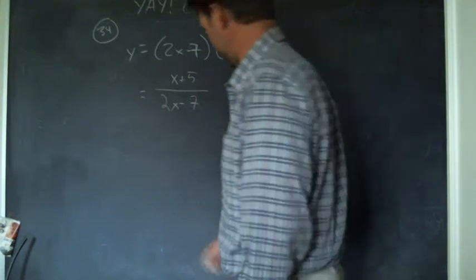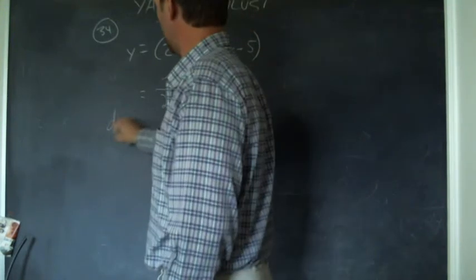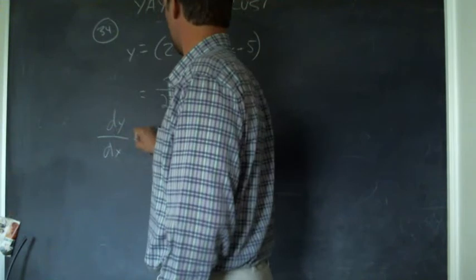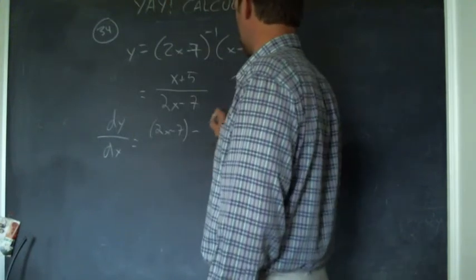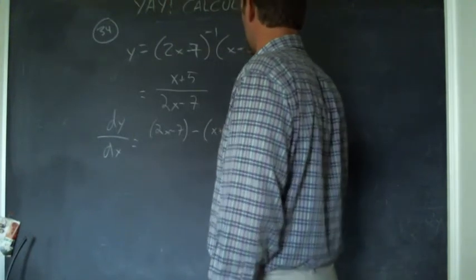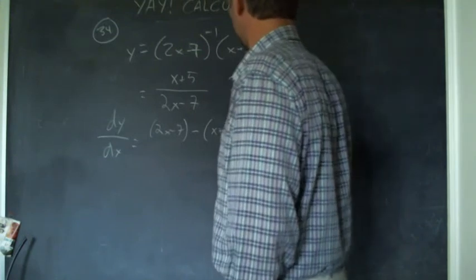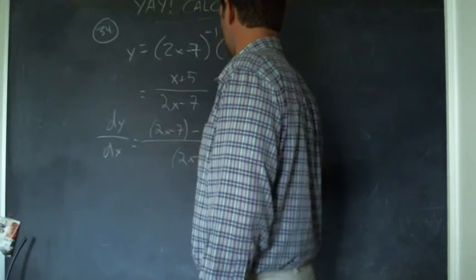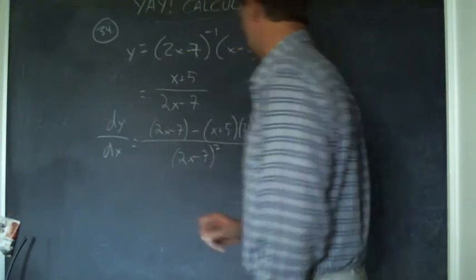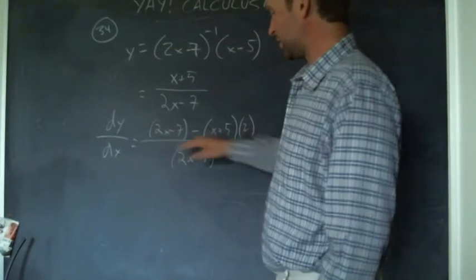So when is this differentiable? We'll find out when we differentiate it. Take dy dx. Bottom times the derivative of the top minus the top times the derivative of the bottom, all over the bottom squared. 2x minus 7. Derivative of the top is just 1. So the top, I'm not even going to bother simplifying it.